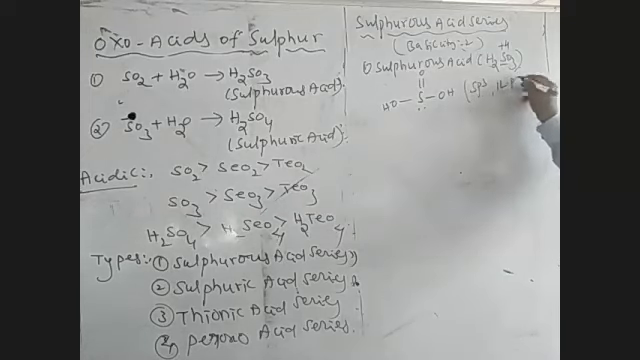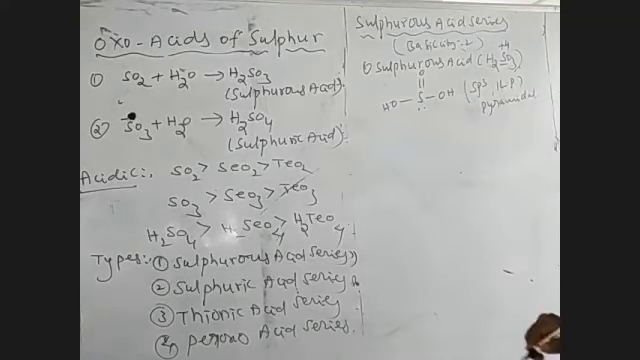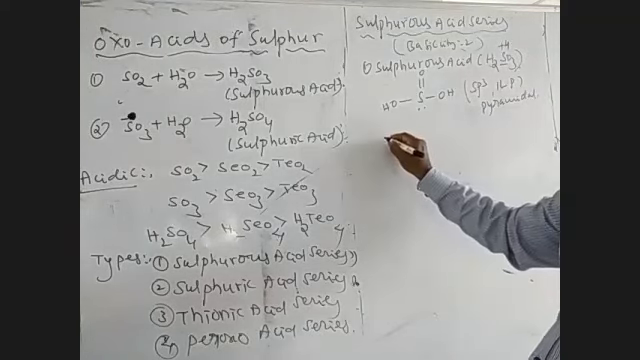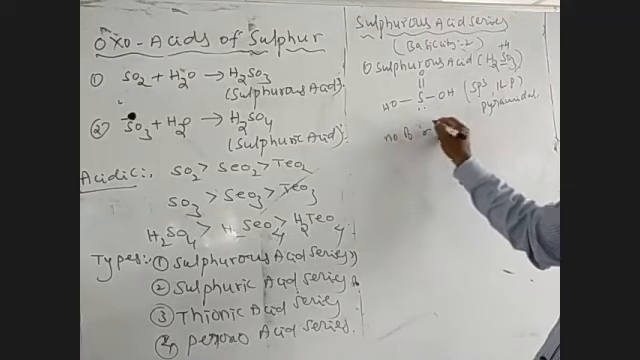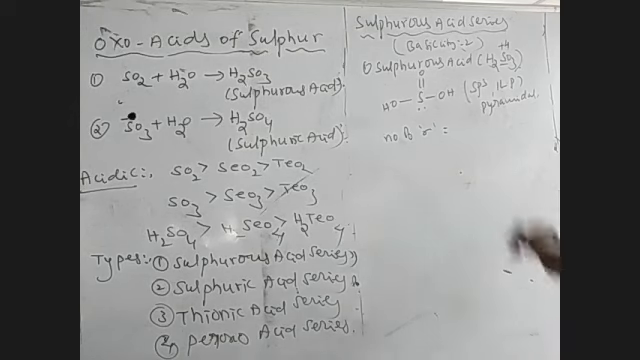sp3 and one lone pair. Therefore, the shape of the molecule is pyramidal geometry. Now, in a given molecule, the number of sigma bonds is equal to atomicity minus 1.